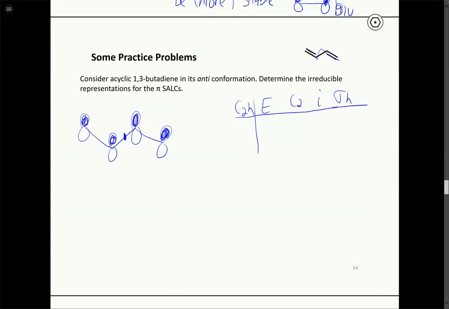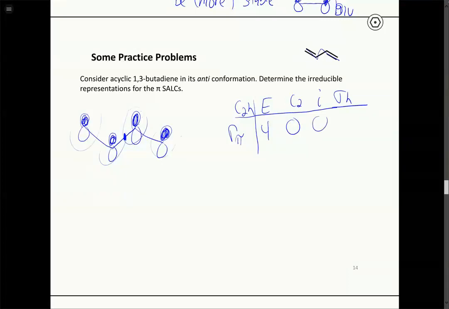Alright, so when we apply these operations to the pi orbitals, under the identity operation, all 4 of them stay the same. The C2 operation, which is perpendicular, is going to rotate all of them. It's going to rotate the 2 interior ones into each other and the 2 exterior ones. So you get a character of 0 because all of them are moving. The inversion operation is going to also move all of them. It's going to change the phase, but it's going to move them to a new position. So these 2 are going to interchange with each other, as well as the exterior ones again, so we get a 0 there.